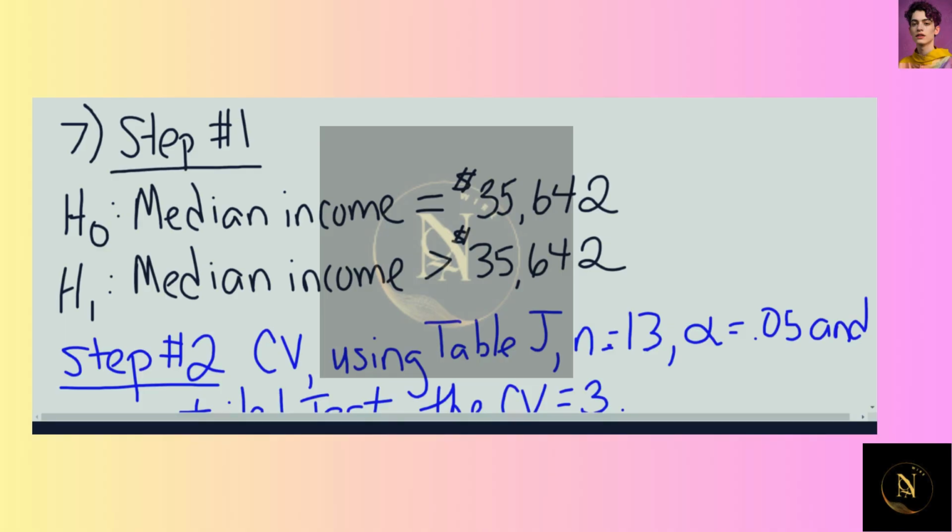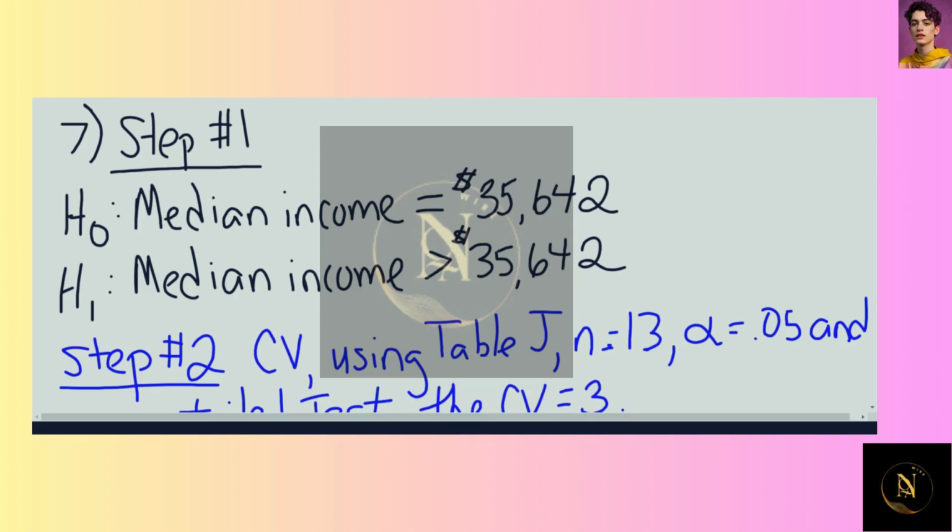Okay, so question number 7 talks about the median income of men in 2014, and it's believed that the median income is 35,642. They're testing based on some of the data, 13 data points, 13 salaries. They want to test to see if the median income is actually greater than that number.